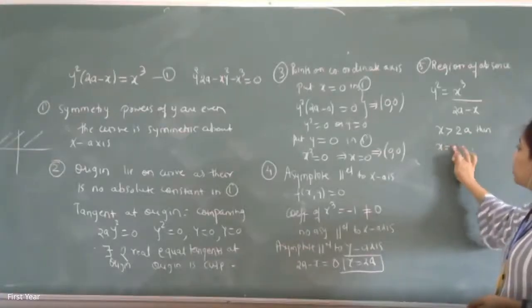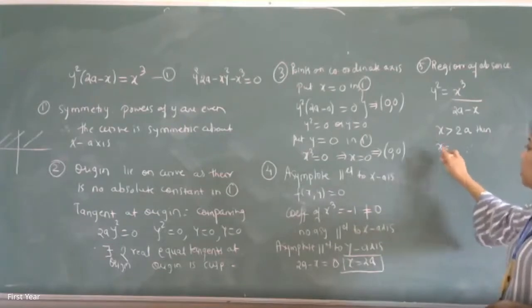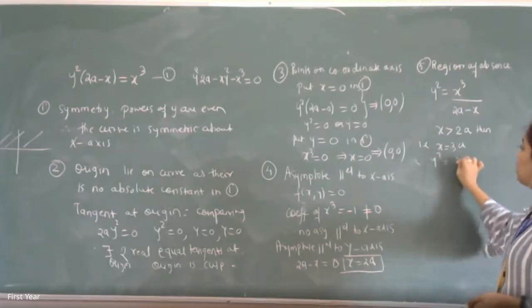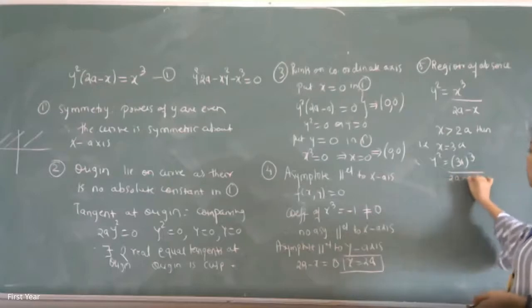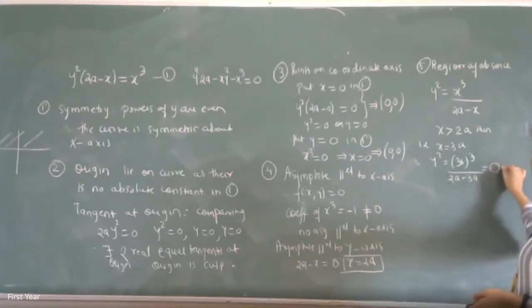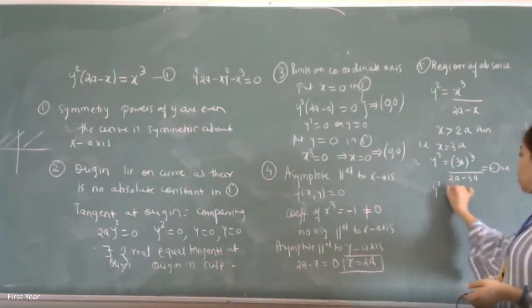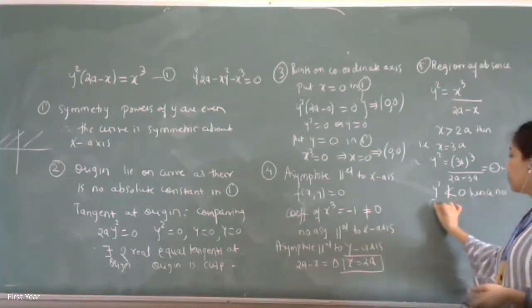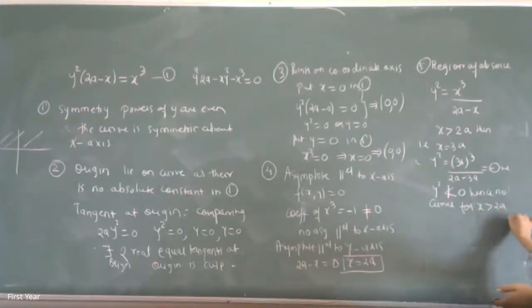Curve doesn't exist. For your convenience, I am writing this, and there is no need to write such type of explanation. For your understanding, I am writing it. Say x is equal to 3a, then y square will become (3a) cube divided by 2a minus 3a, which is negative. And therefore, y square cannot be negative. Hence, no curve for x greater than 2a.